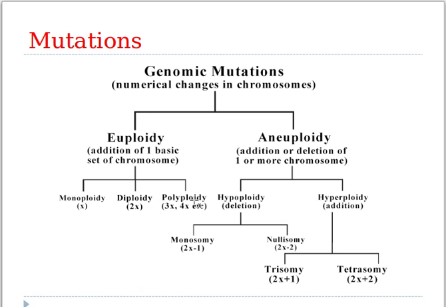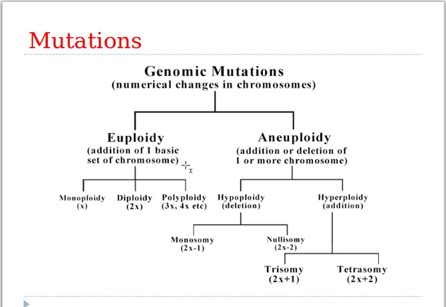Now, with respect to aneuploidy, aneuploidy refers to loss or gain of one or more chromosomes. Here, one or more chromosomes are added, as against euploidy, where the whole set of chromosomes is added or erased. So that is euploidy. Aneuploidy is where one or more chromosomes are added or lost from the normal chromosomal set.